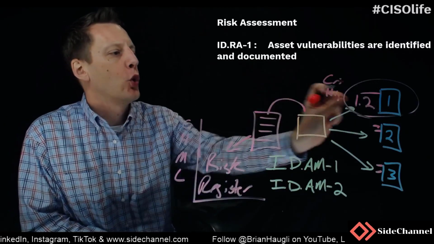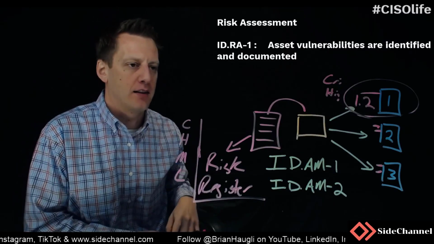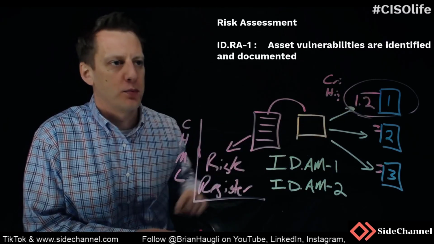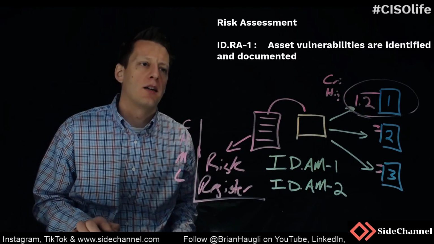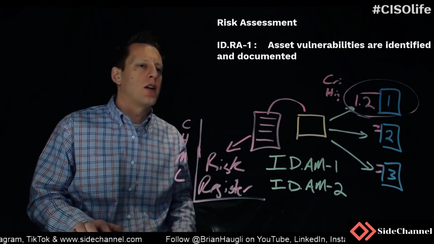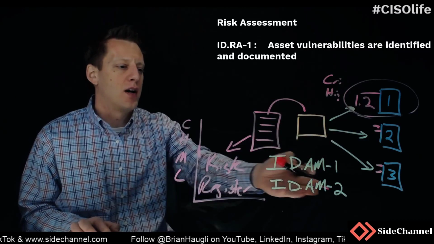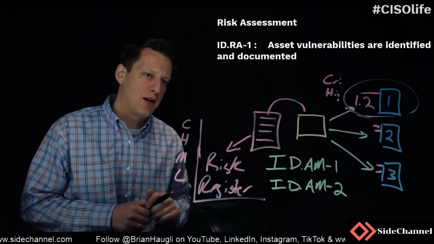But the core to all of this, again, beyond just having an identified asset inventory, software inventory, is being able to identify where these vulnerabilities are. So again, ID risk assessment number 1, asset vulnerabilities are identified and documented. And again, there's a follow-on from the initial identification controls of asset management.